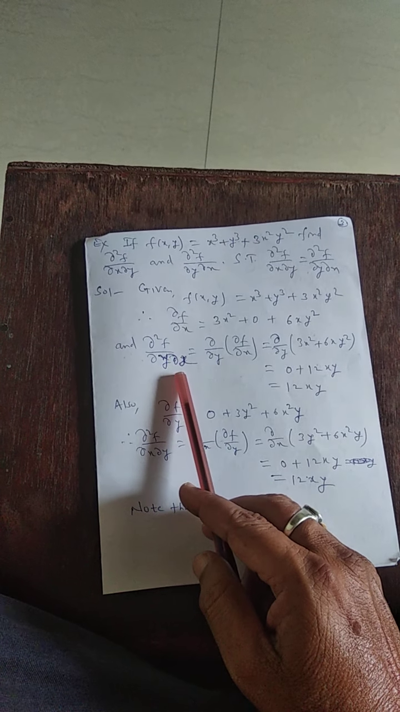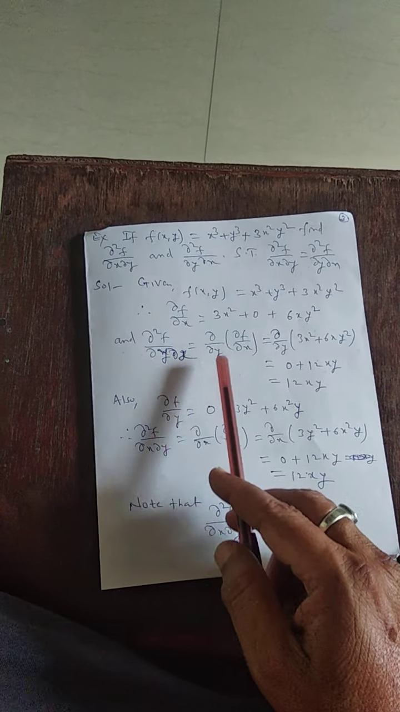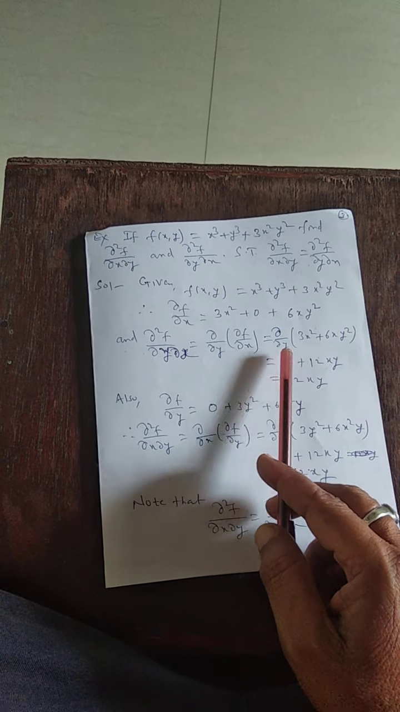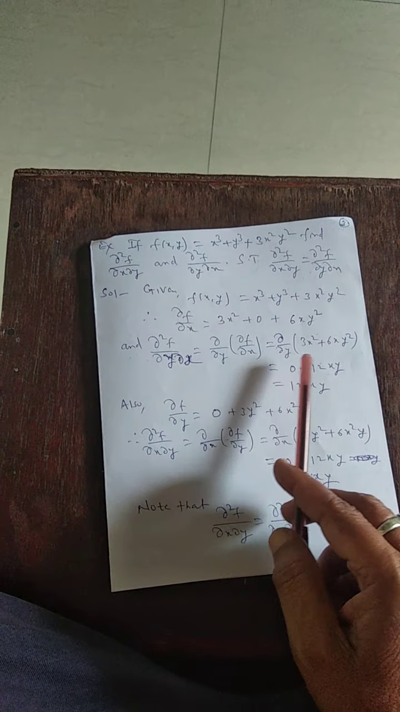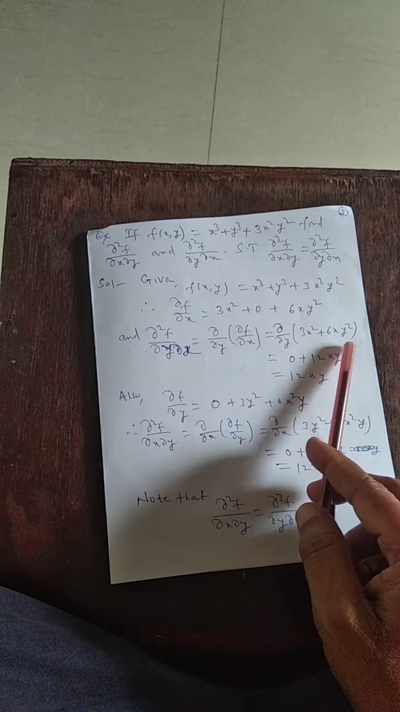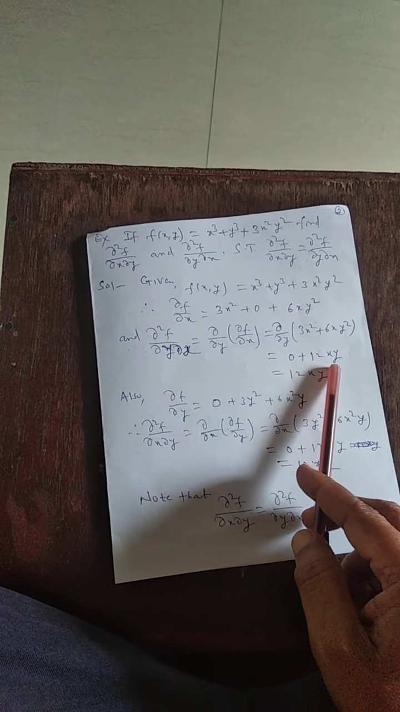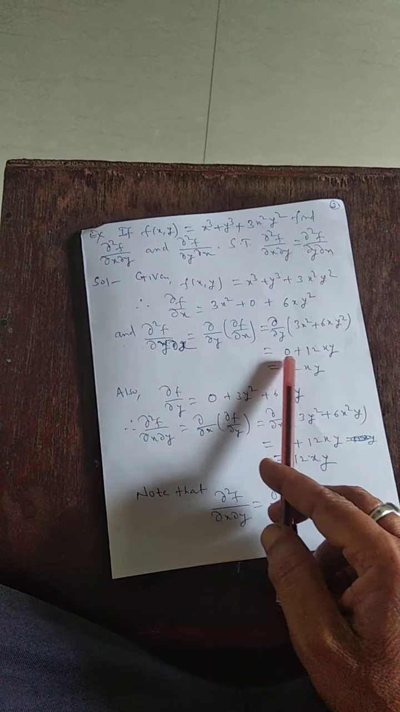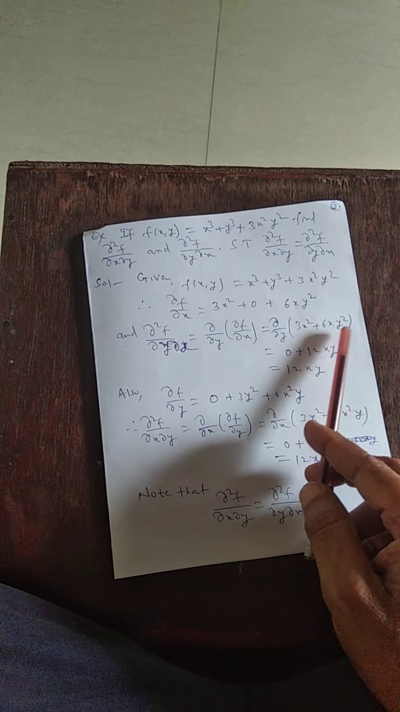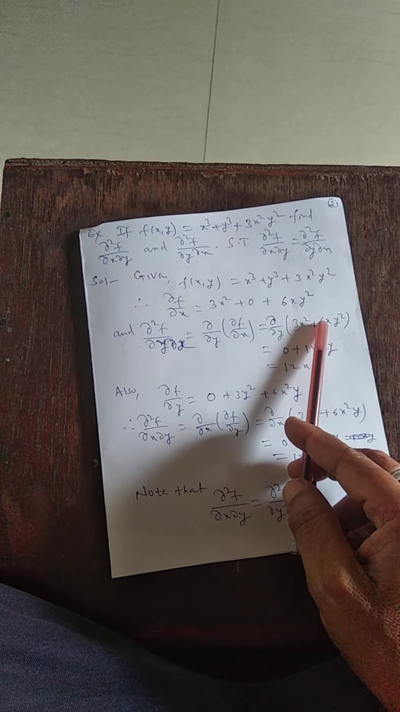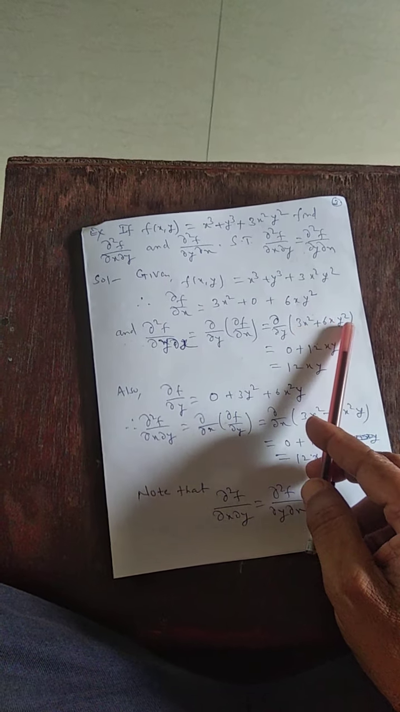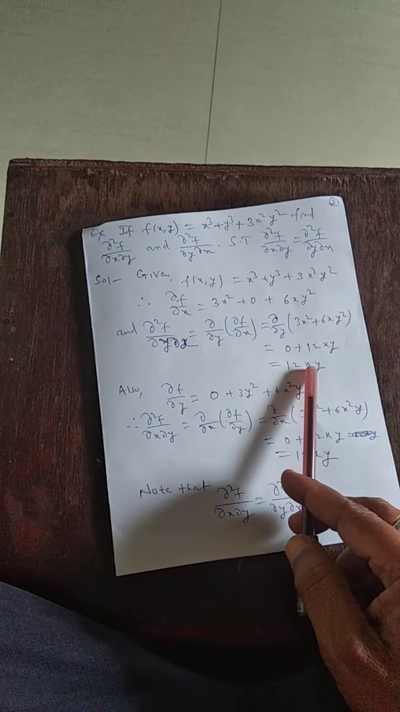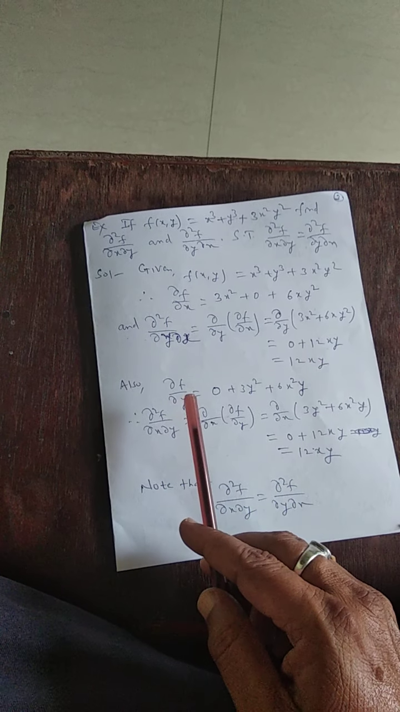And ∂²f/∂y∂x is ∂/∂y of ∂f/∂x. So that is ∂/∂y of 3x² + 6xy², that is 0 for 3x² with respect to y, and for 6xy², 6x is constant, derivative of y² is 2y, so 6x into 2y, that is 12xy. So this one is 12xy.